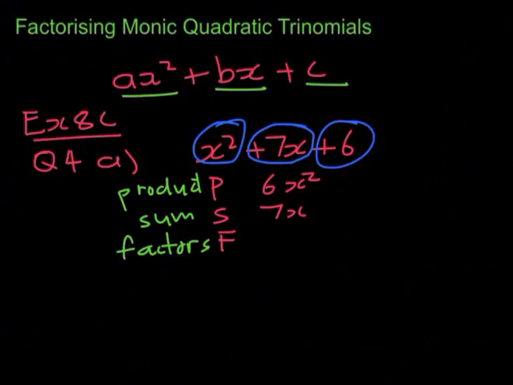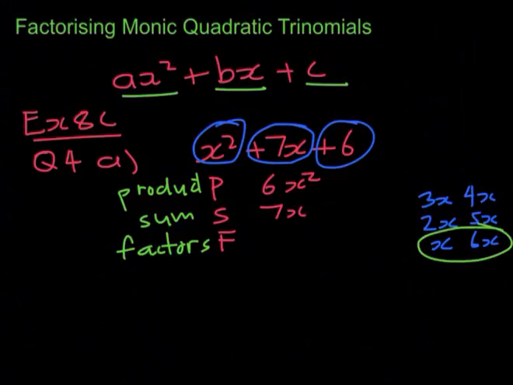Now what we need to do is split that 7x up into 2 parts, 2 things that will add together to make 7x. We could have 3x and 4x, they add together to give 7x. We could have 2x and 5x, and we could have x and 6x. Now what we need is two terms that will add together to give 7x, but will multiply to give 6x squared. Very clearly the one that we want is this last one, x and 6x. So the factors that we're looking for are x and 6x.